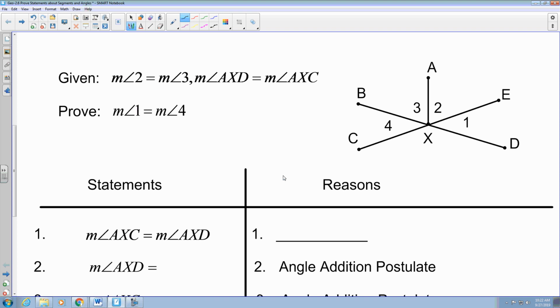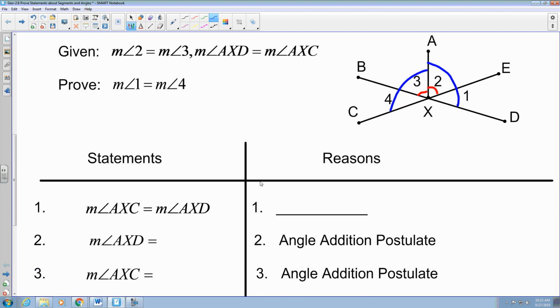So looking at this, I'm just going to make some hash marks to help us represent it. So angle 2 and angle 3 are equal, so making a hash mark there. And then angle AXD, which is right here, I'll make it a different color. AXD, which is right here, is the same as AXC, which is right here. Okay, so those are given statements.